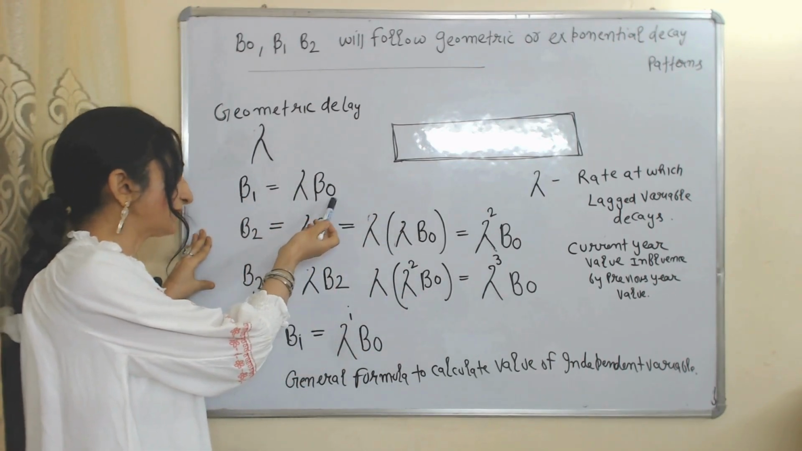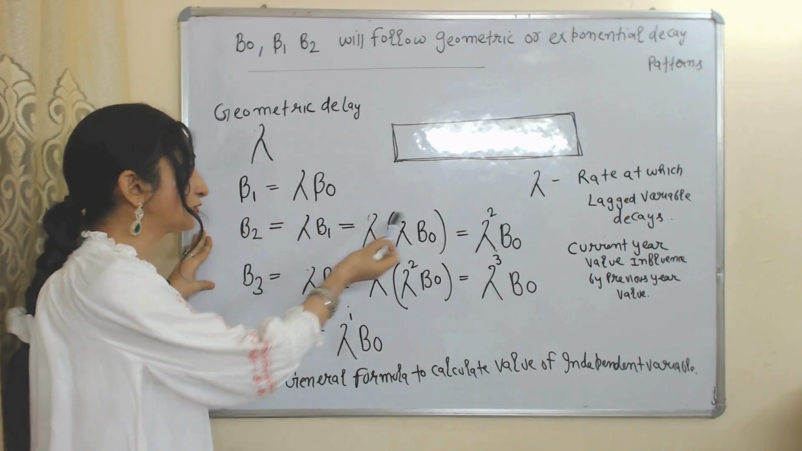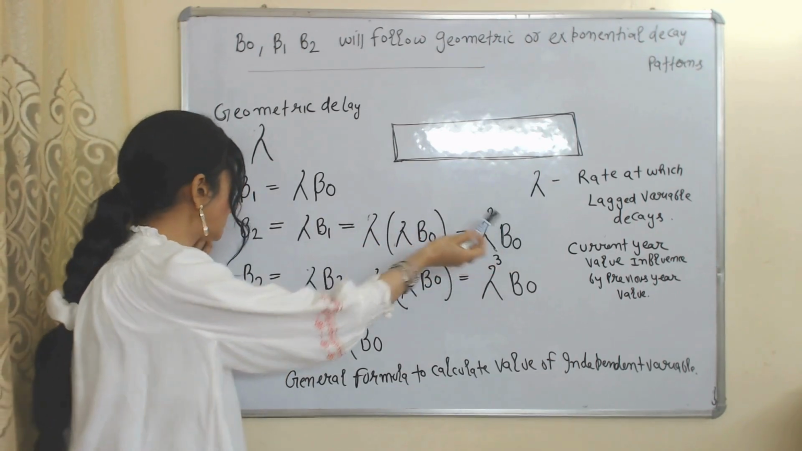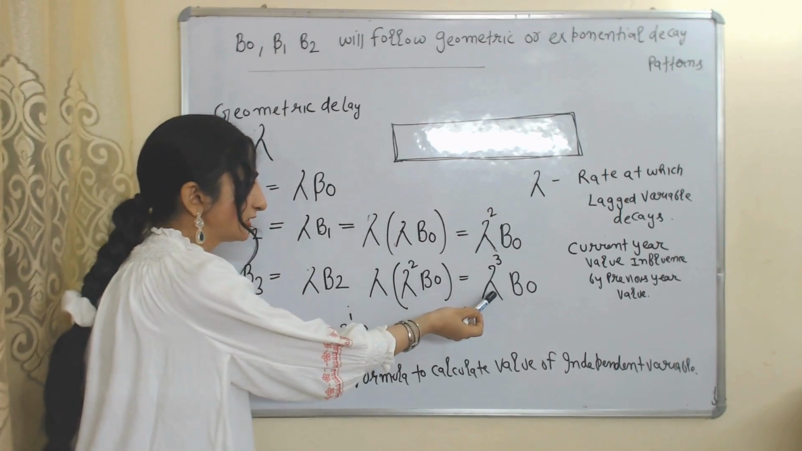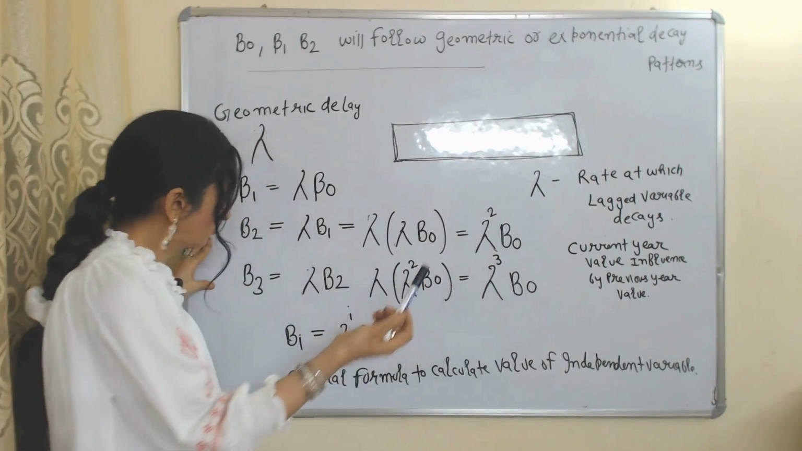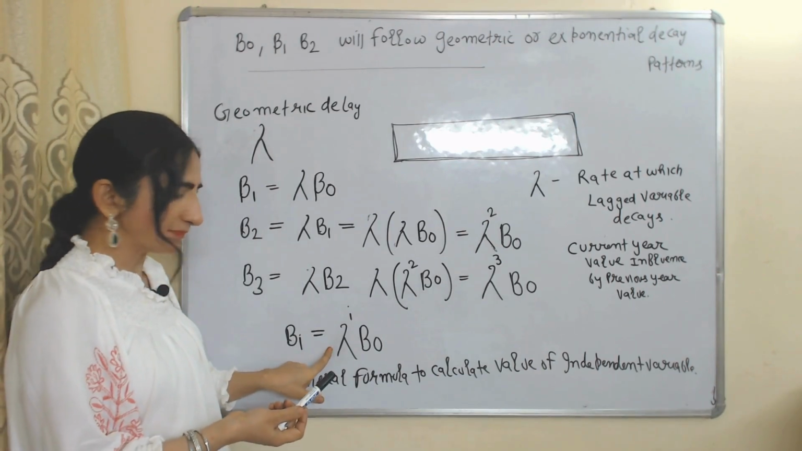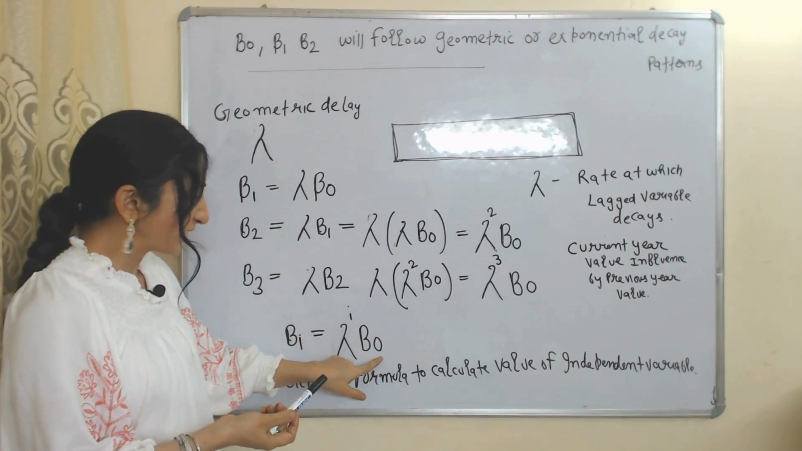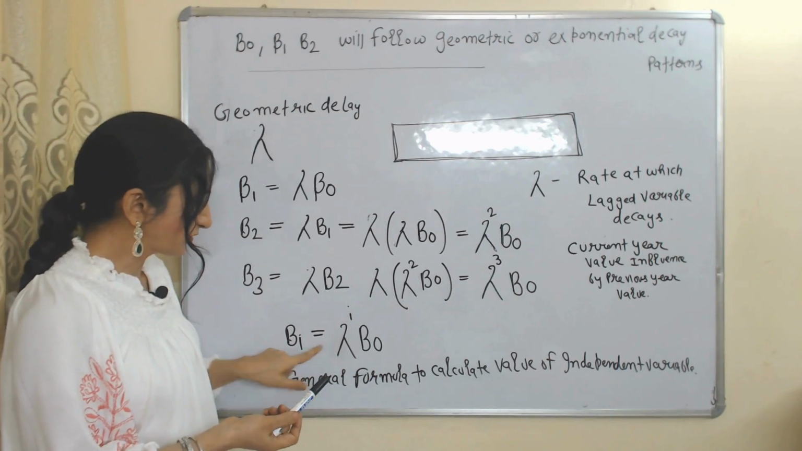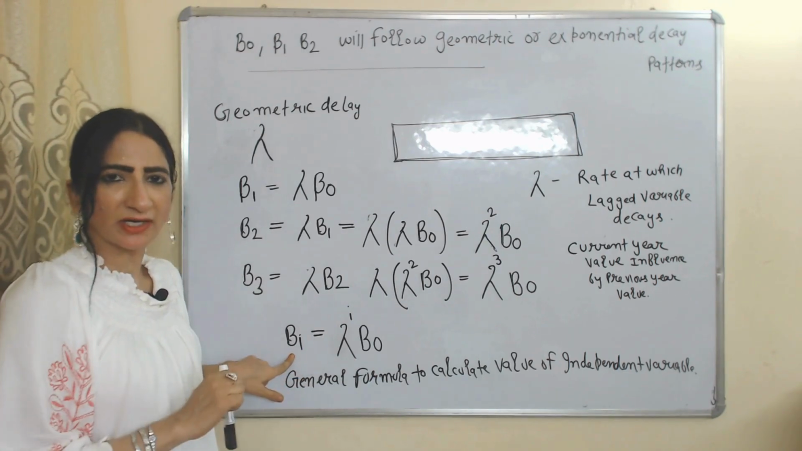Beta 1 equal to lambda beta 0, beta 2 equal to lambda square beta 0, beta 3 equal to lambda cube beta 0. Then obviously beta i equal to lambda to the power i beta 0. And this is the general formula to calculate the value of beta in Koyck model.